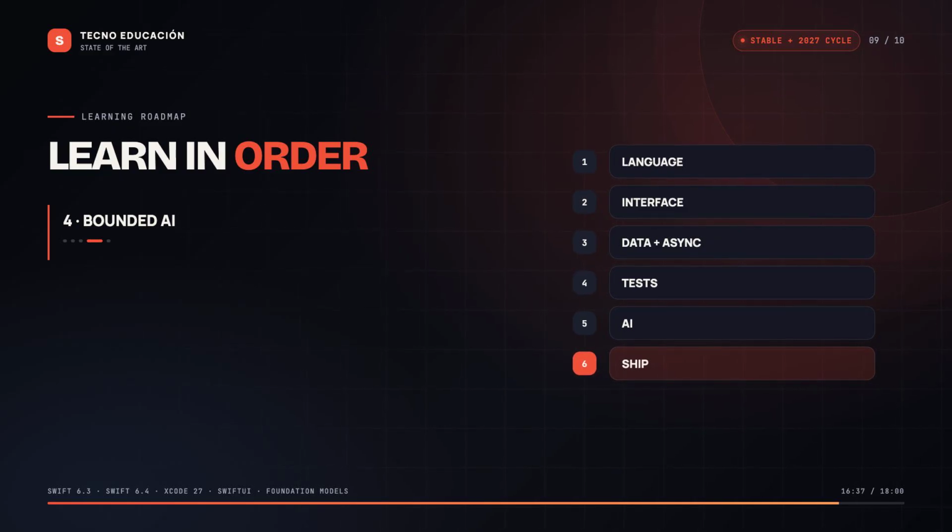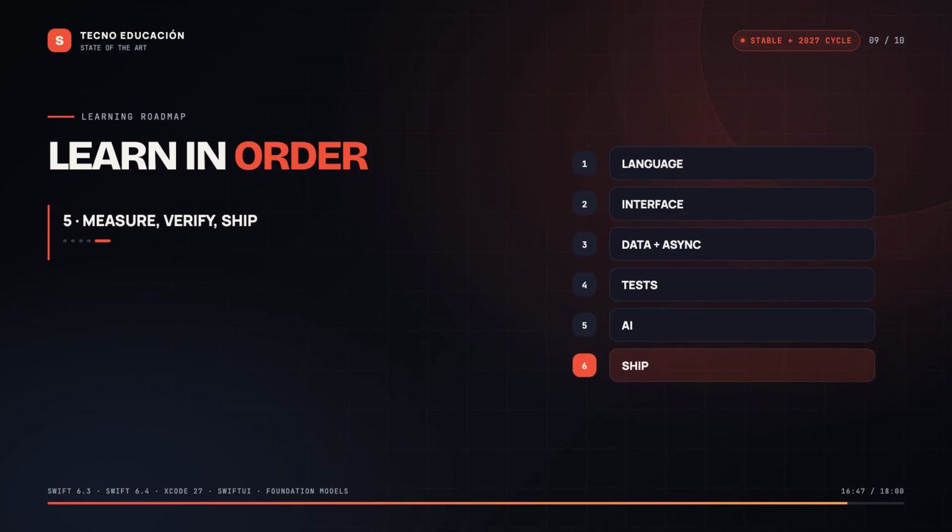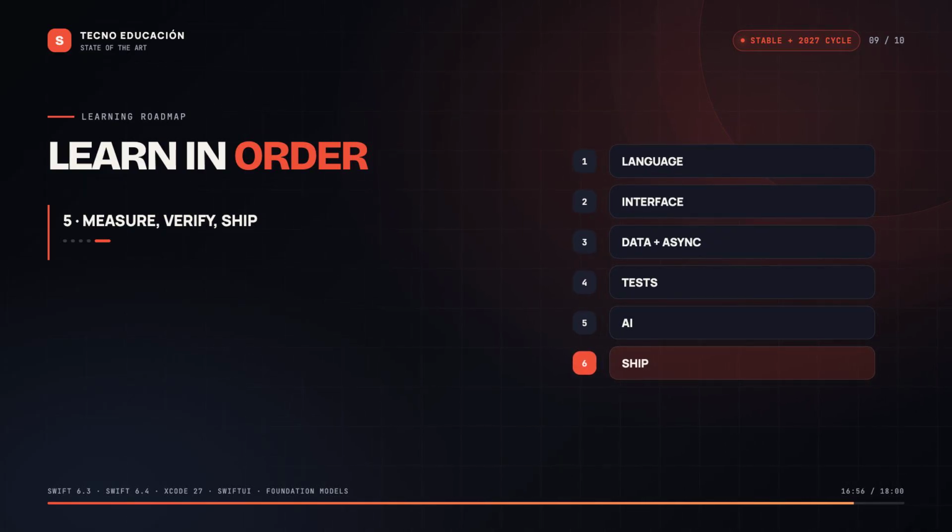A practice project can connect the whole map. A habit app with SwiftUI, local persistence, optional sync, on-device suggestions, parameterized tests, accessibility, and a shipping pipeline. The goal is not to collect frameworks. It is to demonstrate a complete loop. Define, build, verify, measure, and ship.